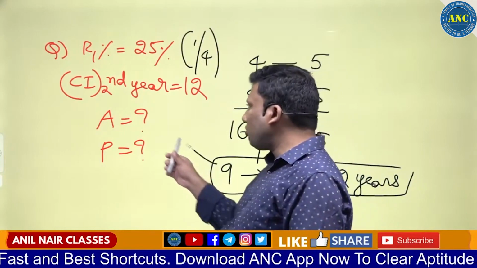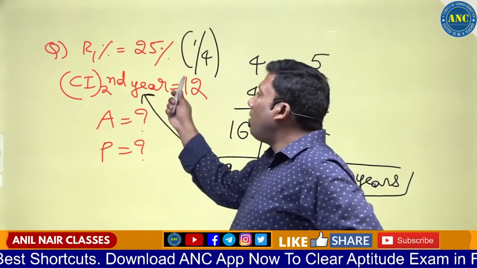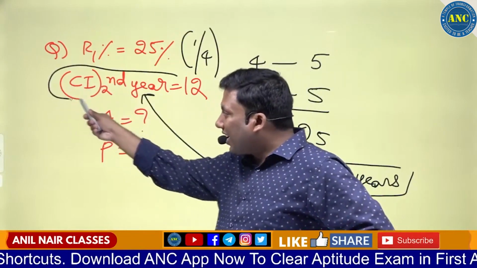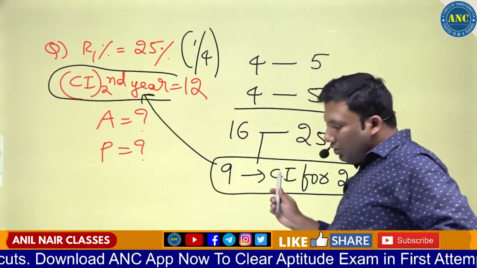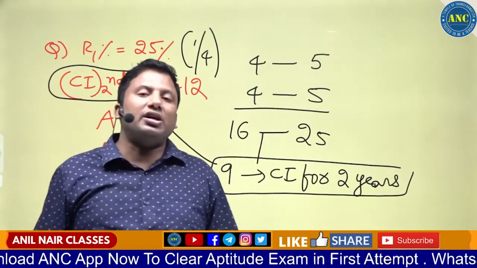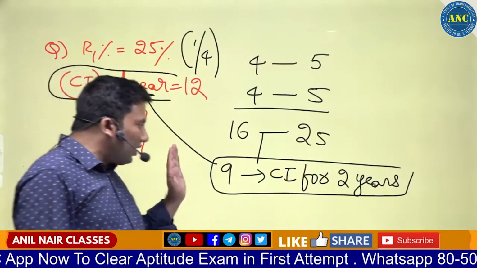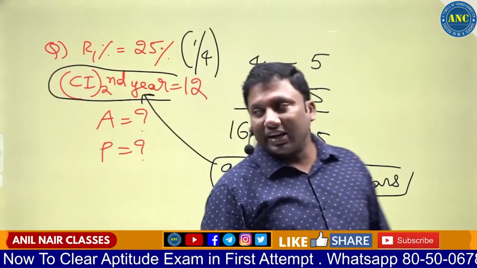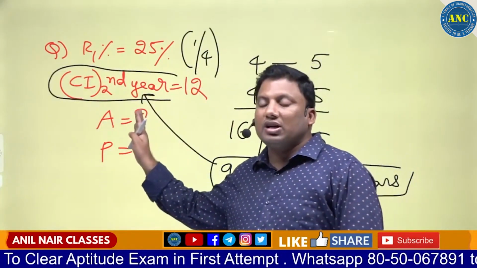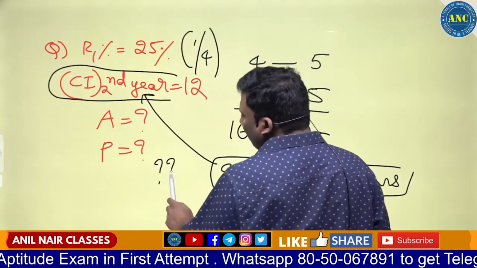But what is the question given? Compound interest for second year is given. If I use this method, what I will get? Total compound interest for 2 years I will get. But I require compound interest only for a particular year. So that is the drawback of this method.